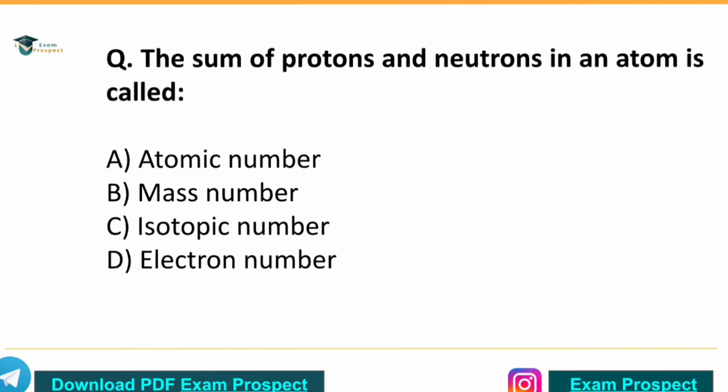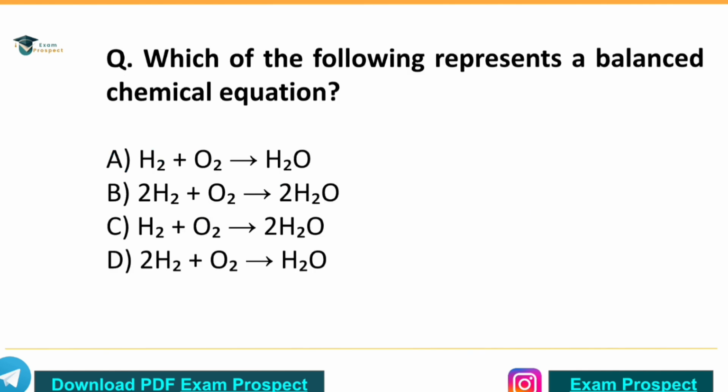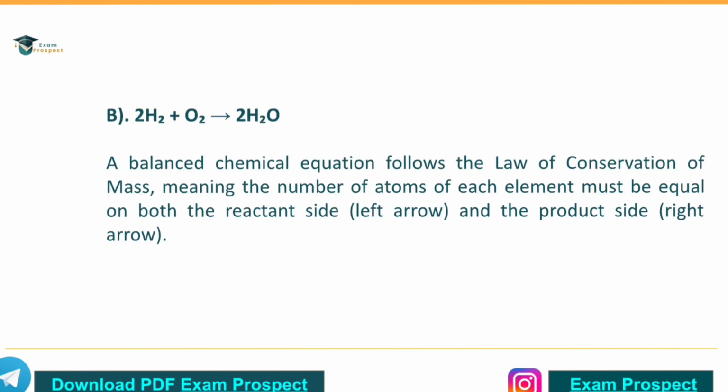Next question, the sum of protons and neutrons in an atom is called. Correct answer is option B, mass number. Next question, which of the following represents a balanced chemical equation? The correct answer is option B.